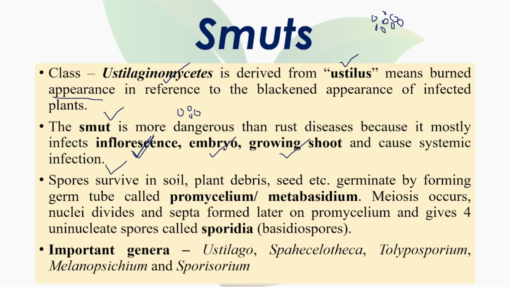The spores may survive in soil or plant debris, or sometimes with the seeds as well, and germinate by forming a germ tube. That germ tube is a promycelium, which we can also call a metabasidium. Meiosis occurs in the nucleus, and four uninucleate spores are produced, called sporidia. Don't confuse them: sporidia means basidiospores only. In smut they are called sporidia. So how many basidiospores does each basidium contain? Four basidiospores. In the same way, the basidium germinating produces a promycelium.